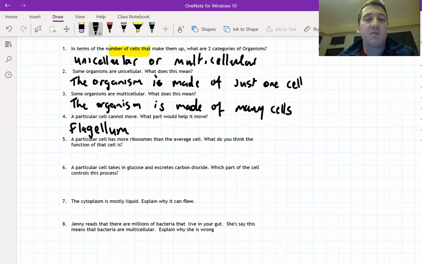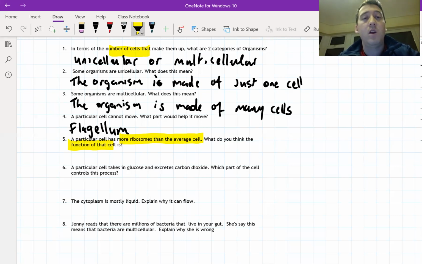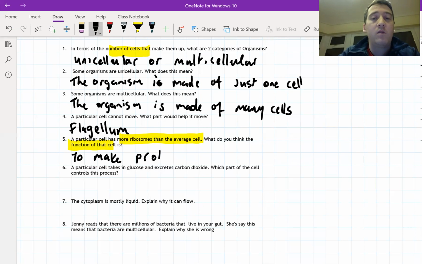A particular cell has more ribosomes than the average cell. What do you think the function of this cell is? Okay, so it's asking you in a roundabout way, what do you think the job of that cell is? Well, it's got a lot of ribosomes, more ribosomes than the average cell. So think about, what do ribosomes do? Ribosomes make proteins. So the function of this cell would be to make proteins of some kind.